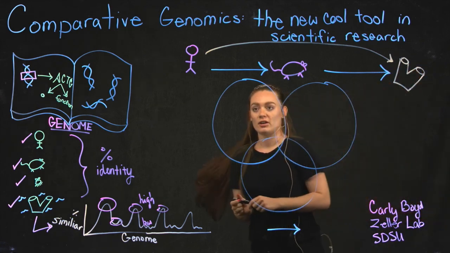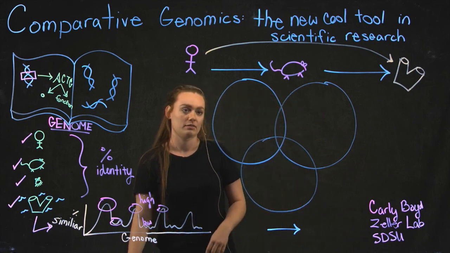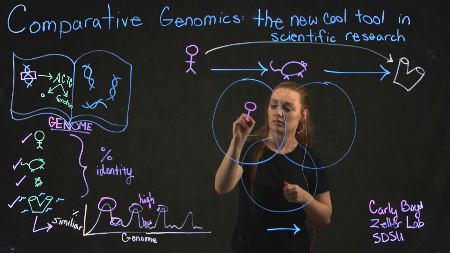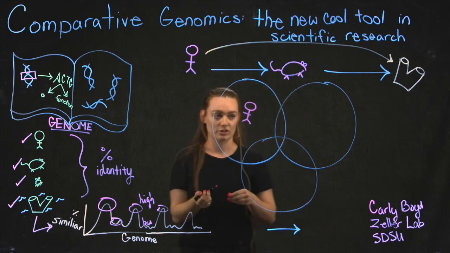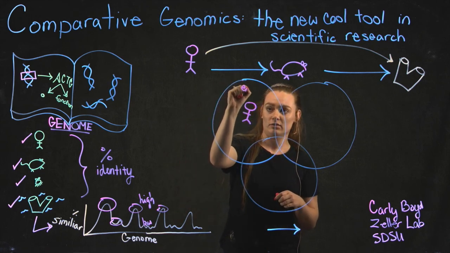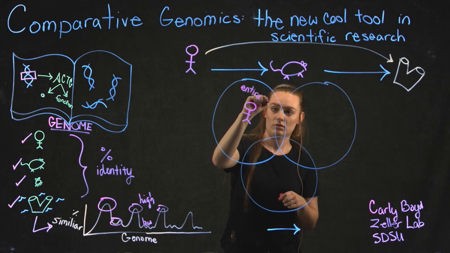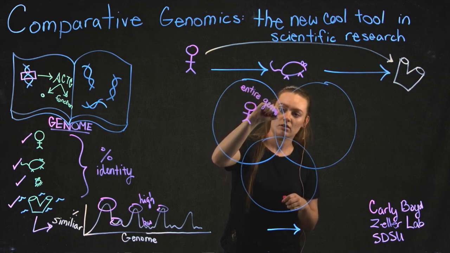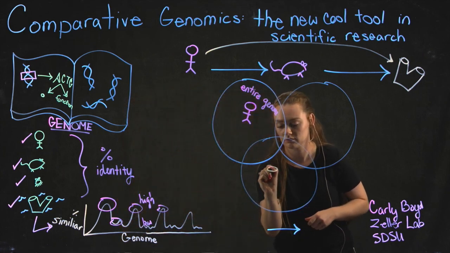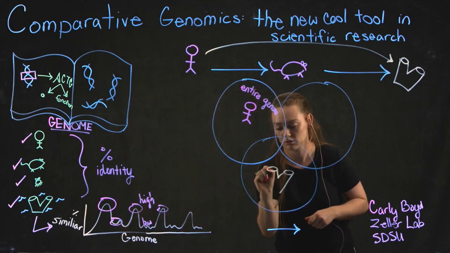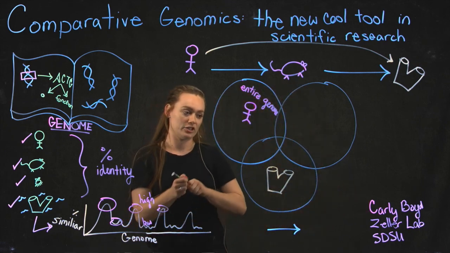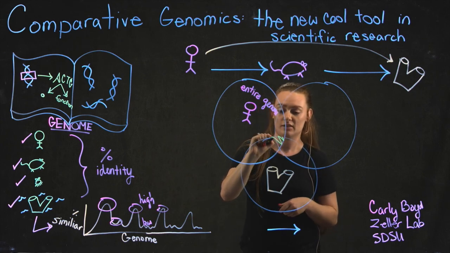So scientists first start out by looking at the genomes. So you have the genome of the whole human that you're looking at. And again, you're doing this computationally. So this circle represents the entire genome of the human. And then you can take the entire genome of a sea squirt and you compare them to find out what parts of their genome align, which is represented right here.